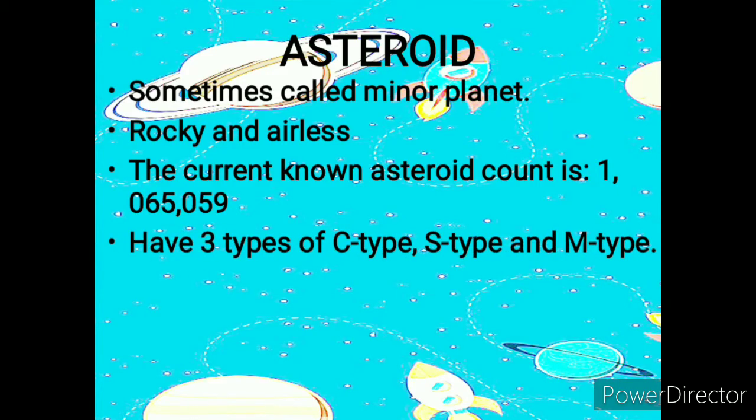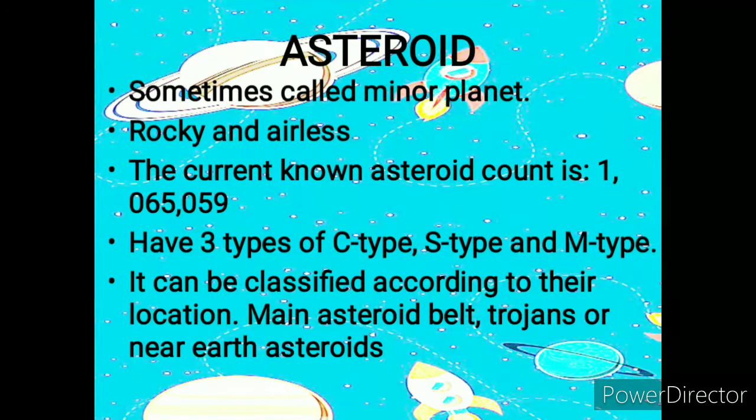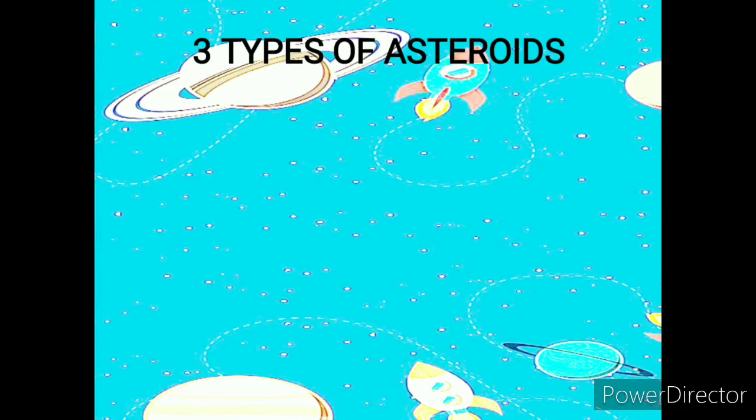Asteroids have three types. It can be a C-type, S-type, and M-type. Later, we'll talk about their differences. It can also be classified according to their location. Their locations are in the main asteroid belt, Trojans, or near-Earth asteroids. Asteroids have three types, the C-type, the S-type, and the M-type.